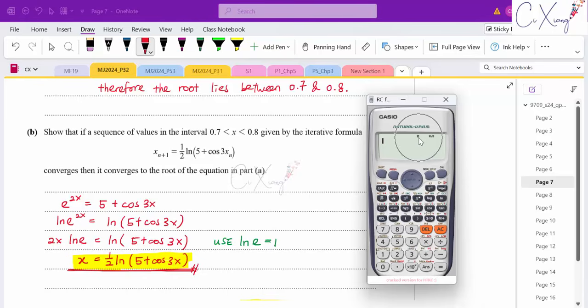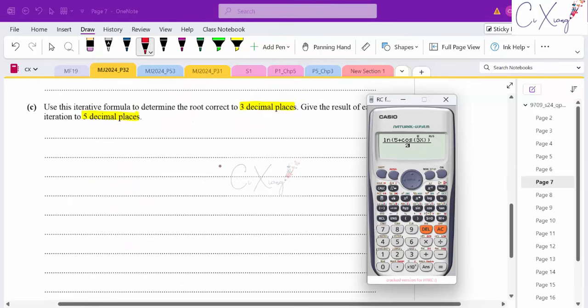First, I want to double check that my calculator is in radian mode. You can see this is R. Then we can key in the iterative formula on the right hand side: a fraction, then ln, then 5 plus cos 3x, divided by 2. So this is my iterative formula provided in part B.